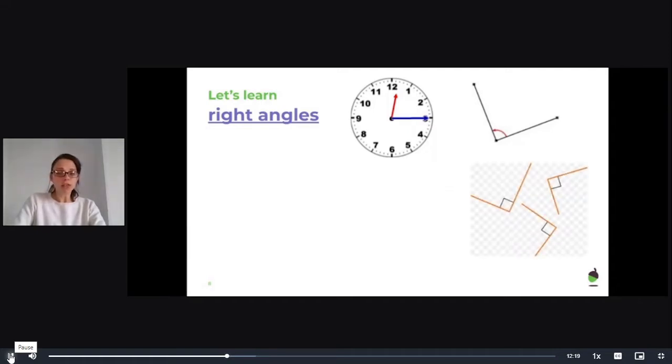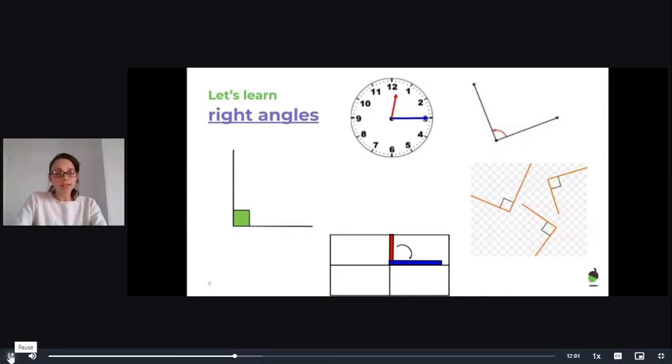These are all right angles here, 3 different right angles in this picture. They're in different orientations, which means we've twisted them a bit, turned them, but they are still all right angles. It could be like the quarter of a square, there you can see in that bottom picture. And sometimes you can see there's a box put in a right angle.